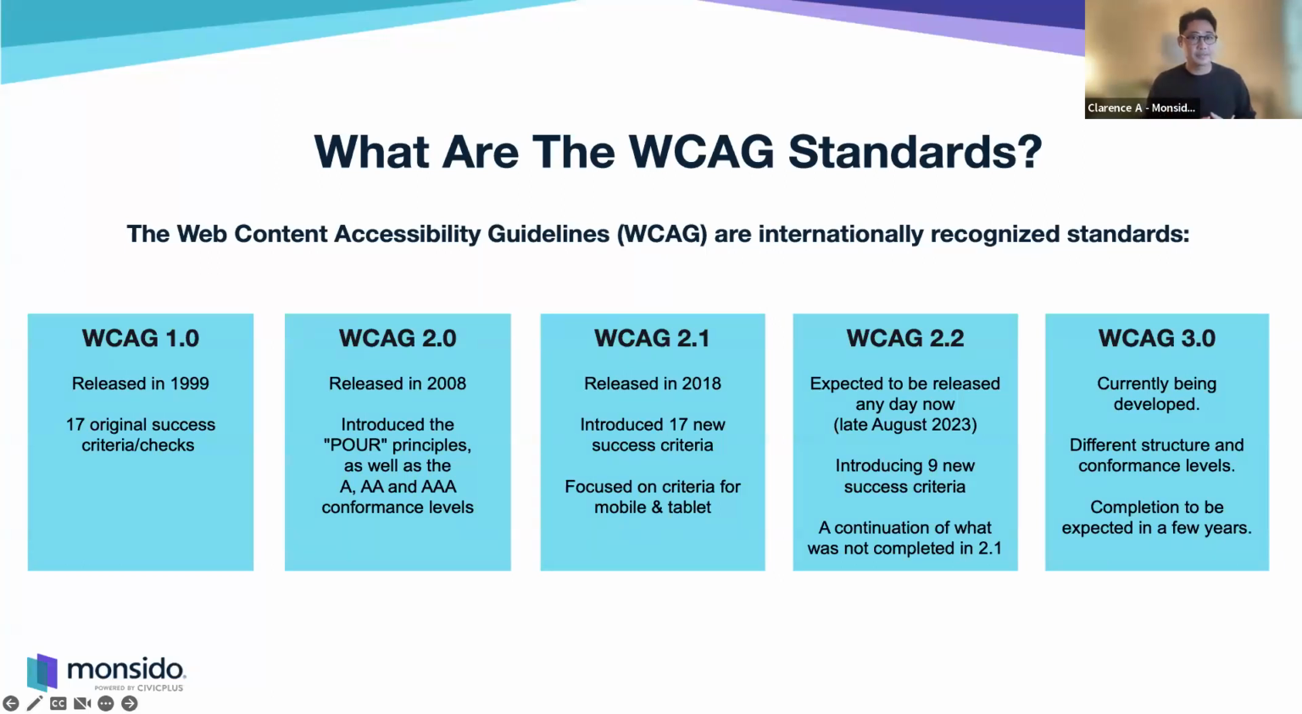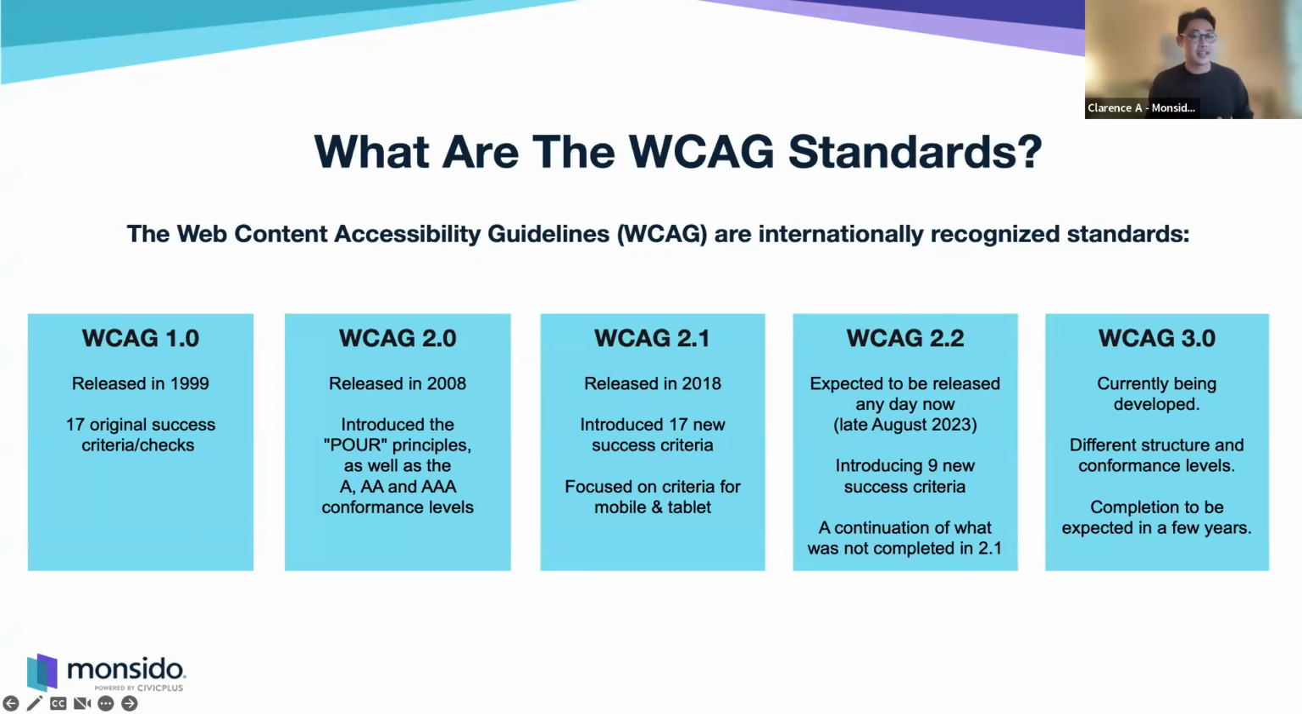So let's just say, for example, you are responsible for a website with content for different markets or regions. The same guidelines apply. So going back in time, back to 1999, we've come a long way, of course. There were 17 original checks and success criteria.